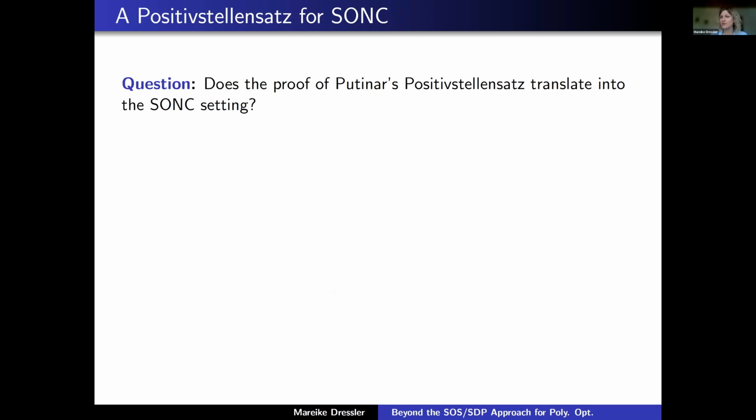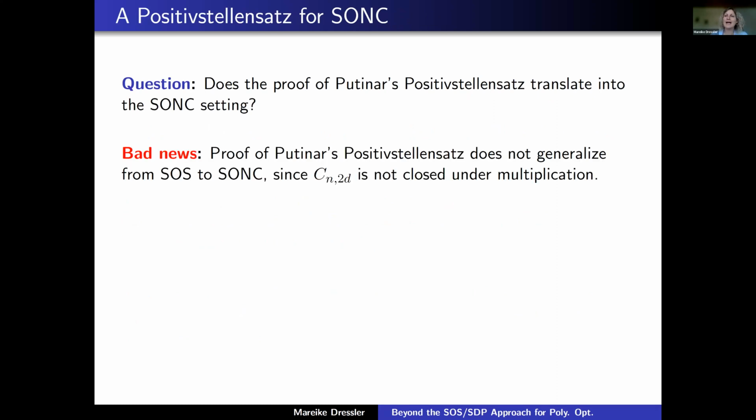So first question, can we do so? Answer, unfortunately not. And the main obstacle here is, I would say, the structural property I told you about, namely that the SONC cone is not closed under multiplication, which is a key ingredient to show this representation like Putinar.